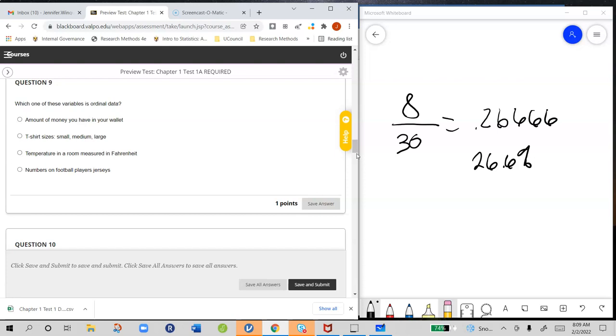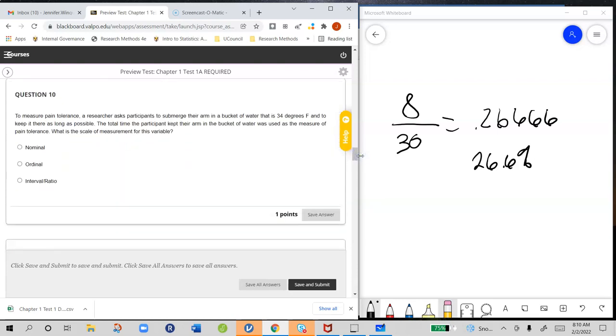Okay? If we look at temperature in a room measured in degrees Fahrenheit, this would be an example of an interval ratio scale, okay? Because even if you think about a thermometer, the tick marks on a thermometer are all equally spaced. Each degree, 1 degree increase means the exact same amount each time. Finally, we have numbers on football players' jerseys. You can't put people in order based on their jersey number, right? The numbers don't indicate quantity or quality of player.